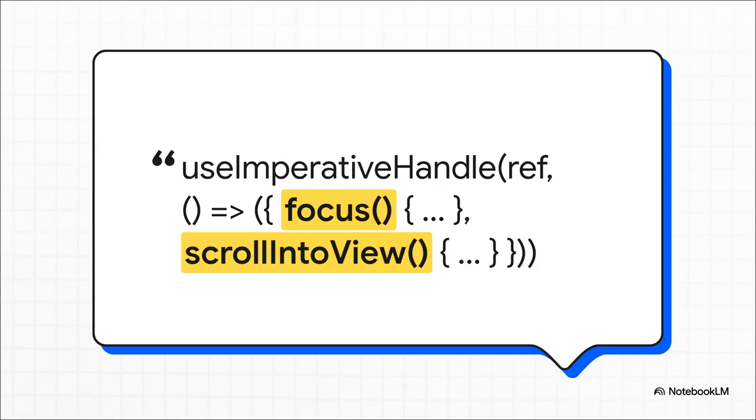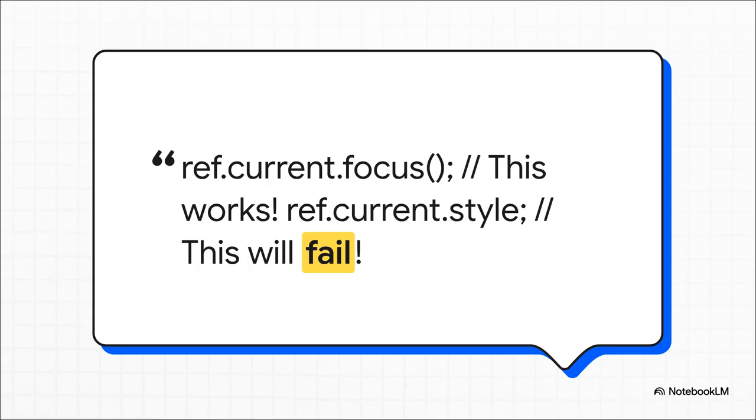We've built our custom remote. And now, look what happens from the parent's point of view. It's brilliant. We call ref.current.focus, and boom, it works perfectly. But then we try to get sneaky and change the style, ref.current.style, and nope, crash. Our app will throw an error.